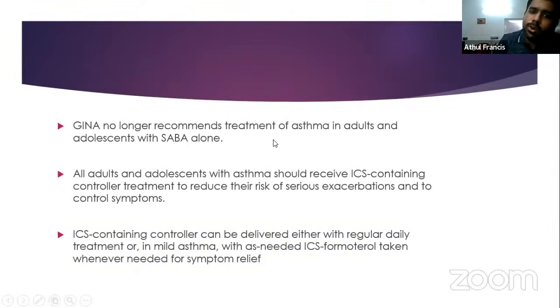Important point: GINA no longer recommends treatment of asthma in adults and adolescents with SABA alone. Means your Asthalin is not enough. All adults and adolescents with asthma should receive an ICS-containing controller treatment to reduce their risk of serious exacerbations and control symptoms. And ICS, so it's a combination. You can give ICS alone, low dose ICS, medium dose ICS. You can give it alone, but SABA can never be given alone. And ICS-containing controller can be delivered either with regular daily treatment or, in mild asthma, with as-needed ICS-formoterol taken whenever needed for symptom relief.